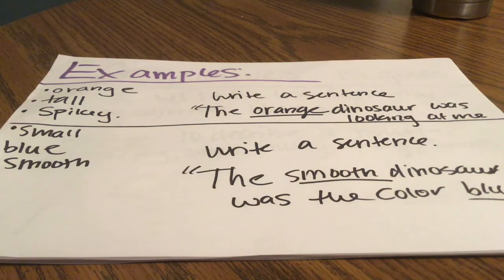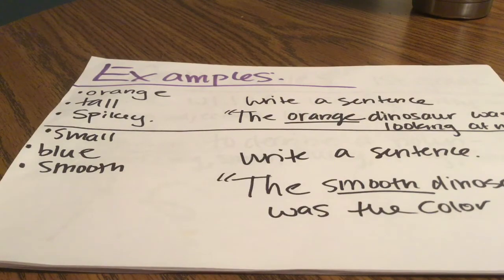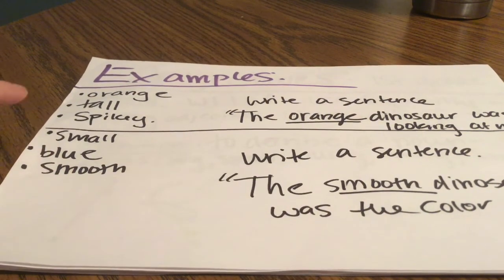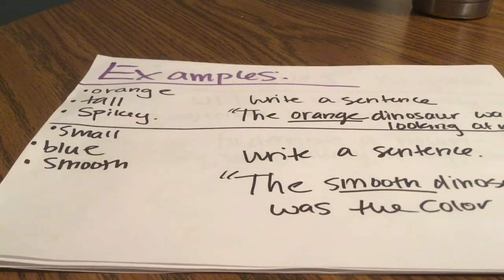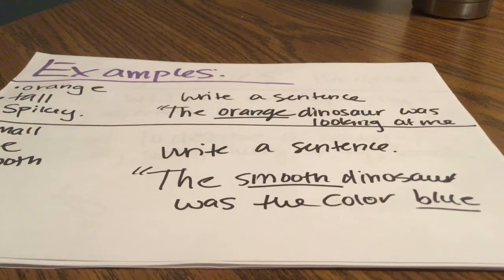In the next example, I would show them a different picture, and in this picture I would hope that they would be able to write down that the size is small, the color is blue, and the texture is smooth, or whatever they think it is in the picture. In this sentence, I had them do 2 adjectives. Once they grasp the idea of using only one adjective, I would hope they could do 2 adjectives in a sentence. This sentence says, the smooth dinosaur was the color blue. So there were 2 adjectives. They would underline the adjectives smooth and blue. Therefore, smooth is describing the dinosaur, which again is the noun.